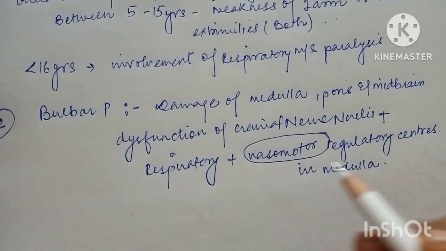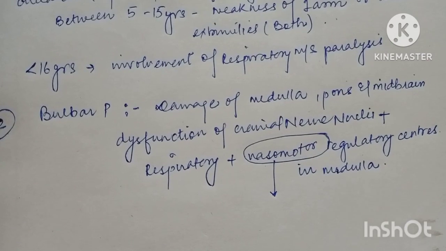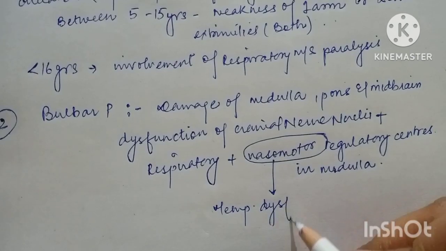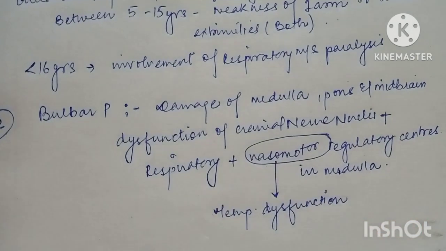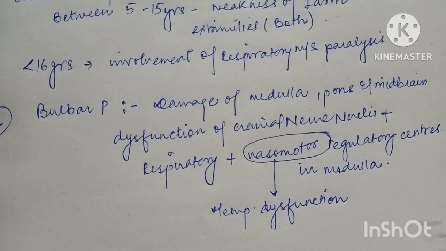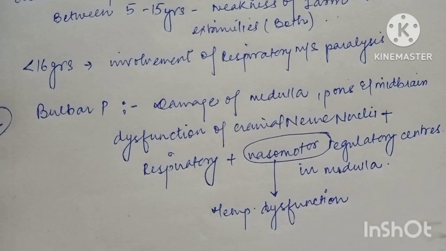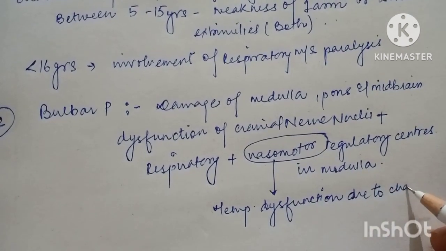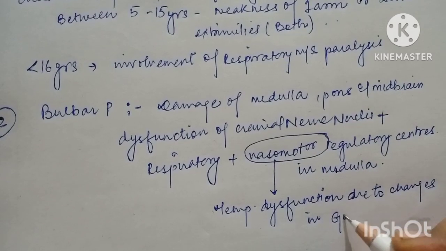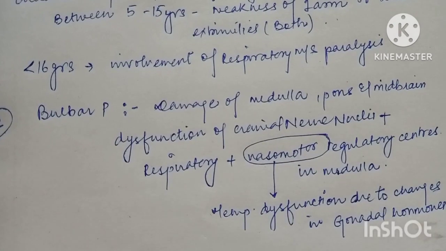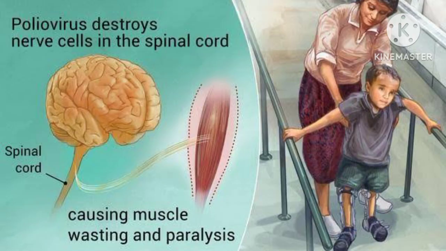Let's talk about the vasomotor regulatory center. What is the function of this center? Temperature regulation. Temperature dysfunction occurs due to changes in gonadal hormones; the temperature of the body gets imbalanced. This is the function of the vasomotor center. So in this picture you can see bulbar poliomyelitis.